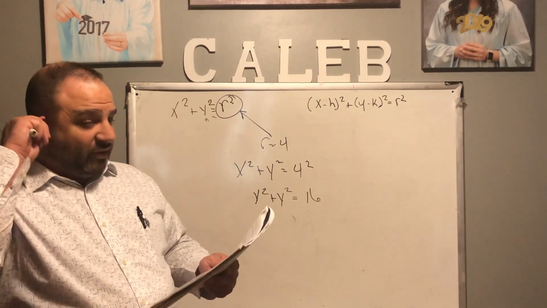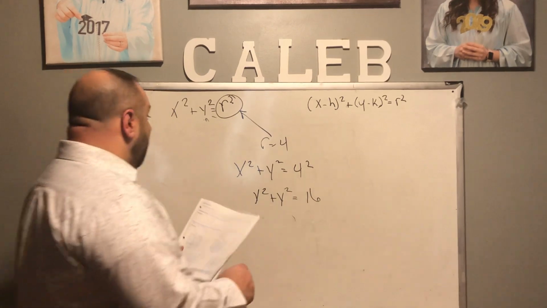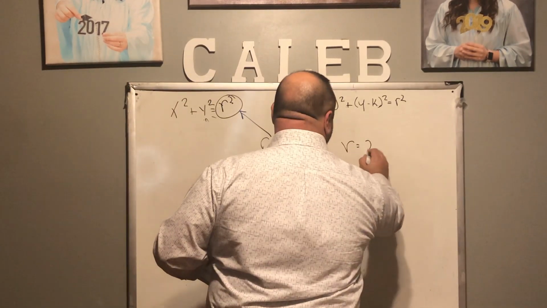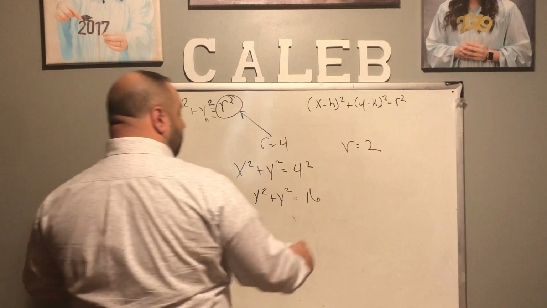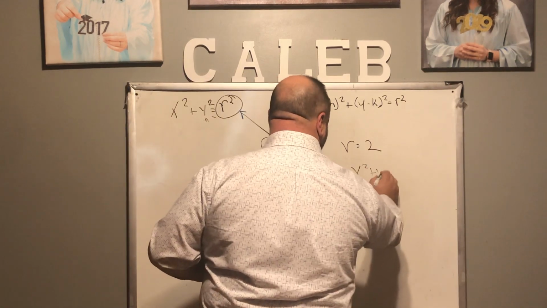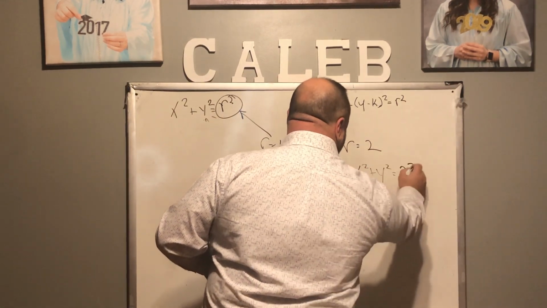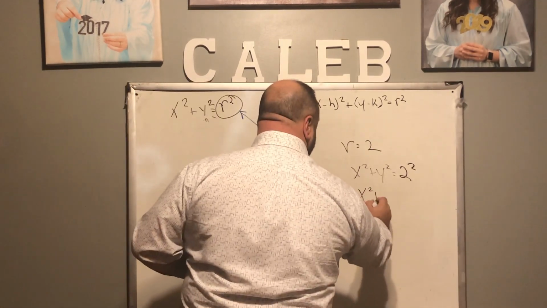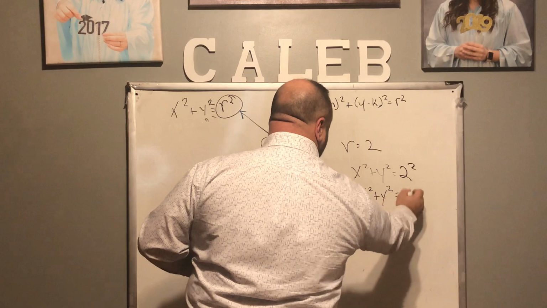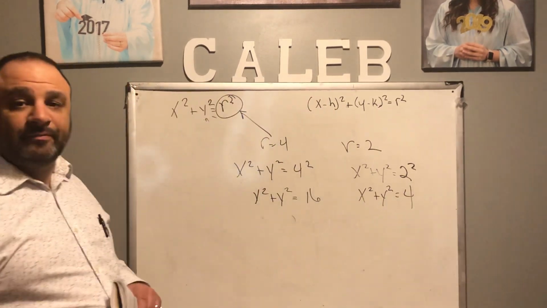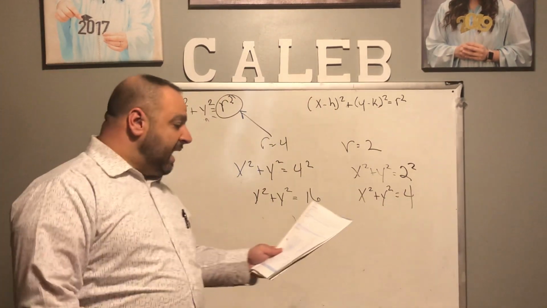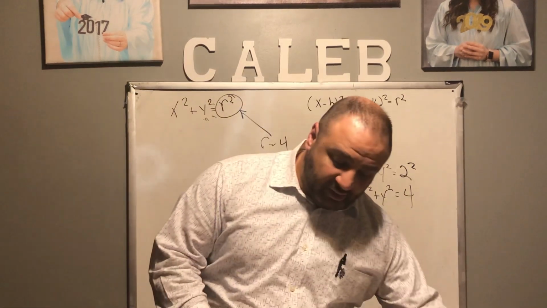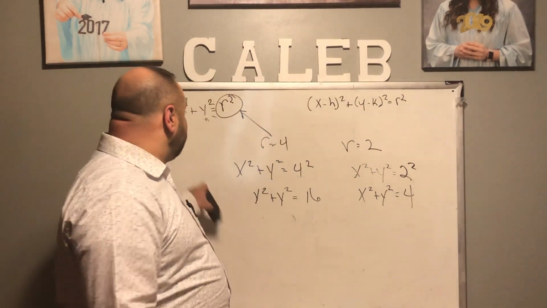All right, we'll do number 3 as well since there are only 2 of these. If r equals 2, we would simply go x squared plus y squared equals 2 squared. And then my final equation would be x squared plus y squared equals 4. That's how you write the equation of a circle with the radius r.